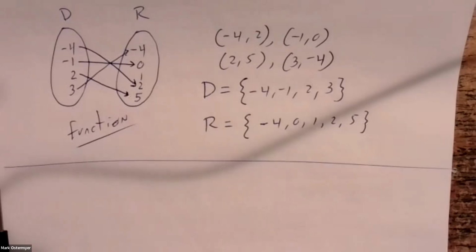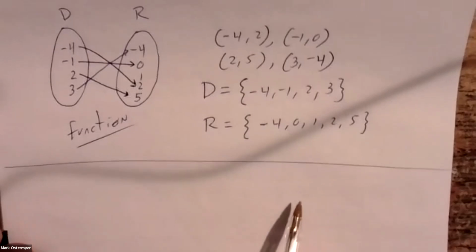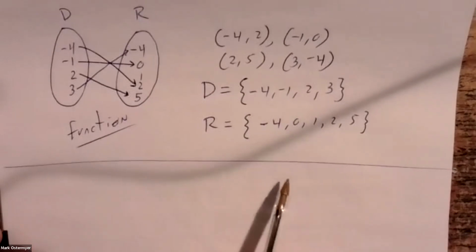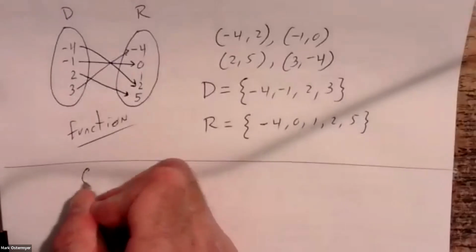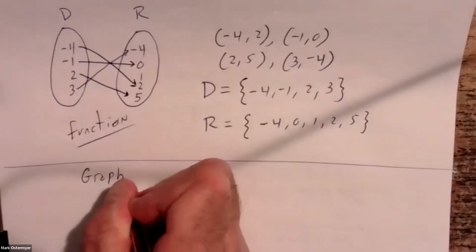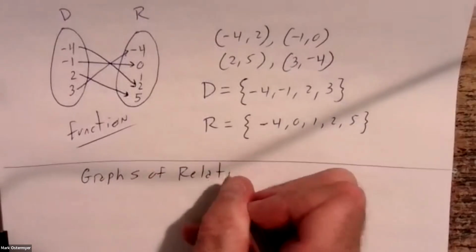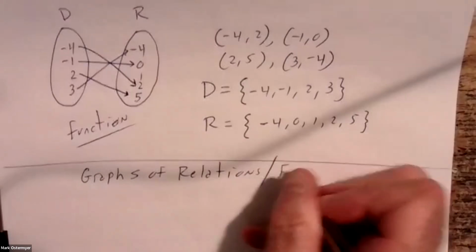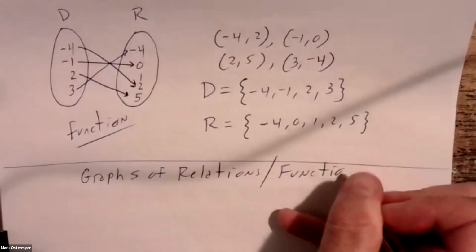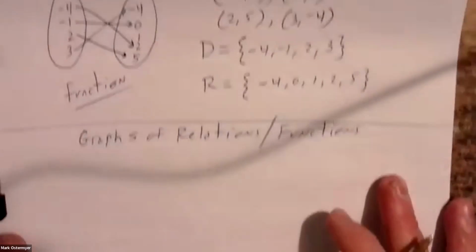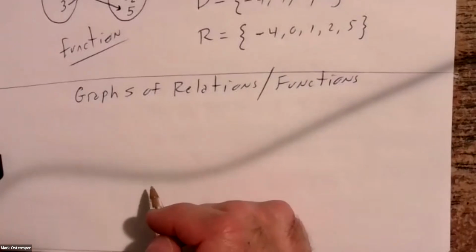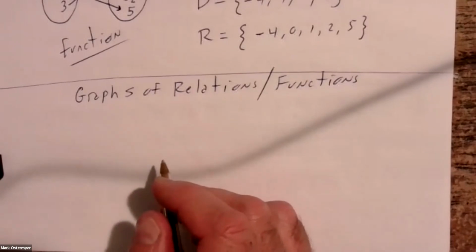All right, but oftentimes, ladies and gentlemen, relations and functions are not handed to us as a finite set of ordered pairs. Oftentimes, we have to deal with the graph of relations or functions. And how would we determine by looking at the graph whether our relation qualifies as being a function?